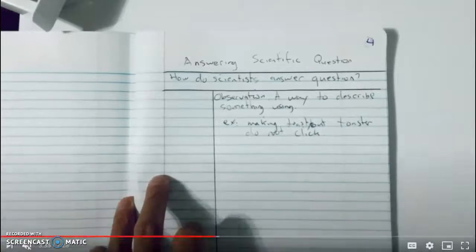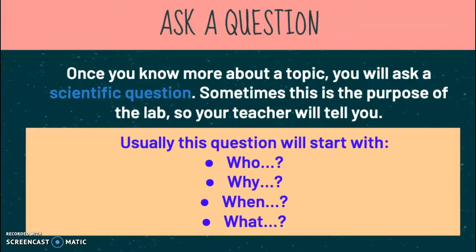Okay. So after you make an observation about the toaster, you can ask a question about potentially what could be the cause. A scientific question is just a question based on your observation. So people use the scientific method all the time. It could be for what kind of makeup works best on certain types of skin, or in this case, why is my toaster not working? Or what kind of people can be immune to a certain disease, or if you can catch coronavirus a second time.